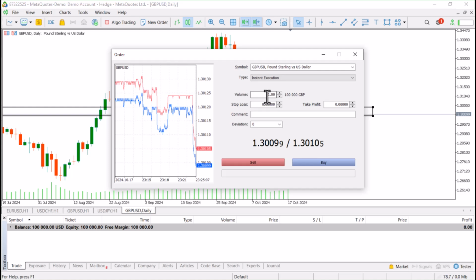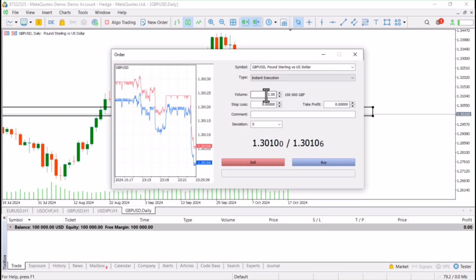Then the next stage is volume. Volume is the amount of assets you want to buy. We have one lot, 10 lots, and half a lot, 0.5. A standard lot size account is $100,000. This account of 100,000 here is what we call the standard lot trading account. A one standard lot trading account size is $100,000.